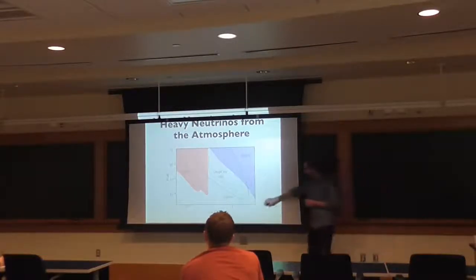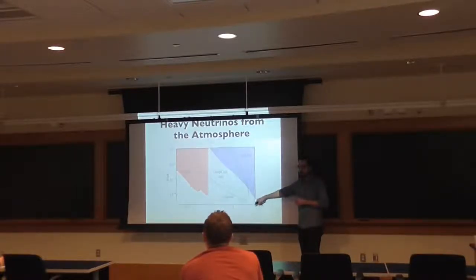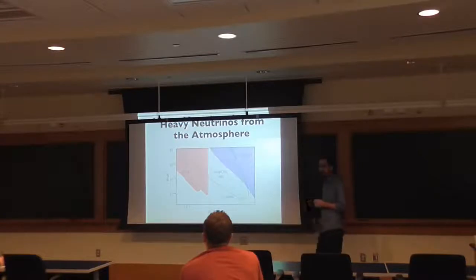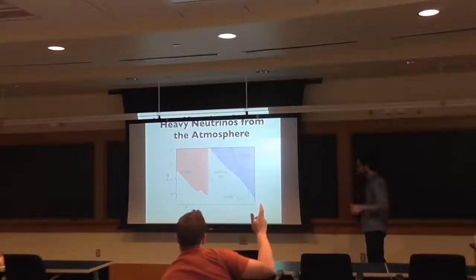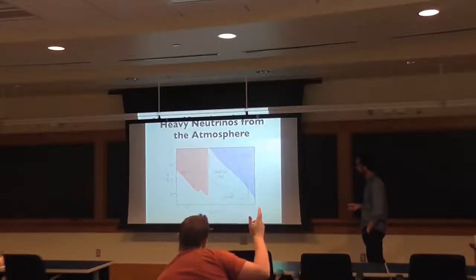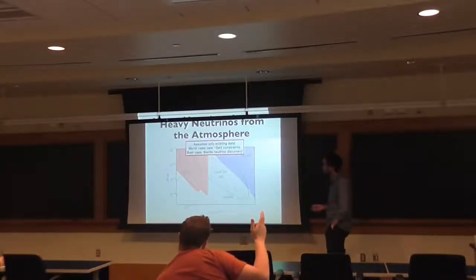IceCube hasn't done the search themselves. Prior to this paper, there's no reason for them to go and look for double bangs in atmospheric data. But hopefully they'll do that in the near future. This is really just existing data, so there's no good reason for them not to do it.